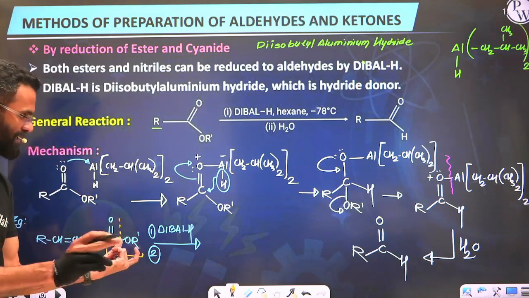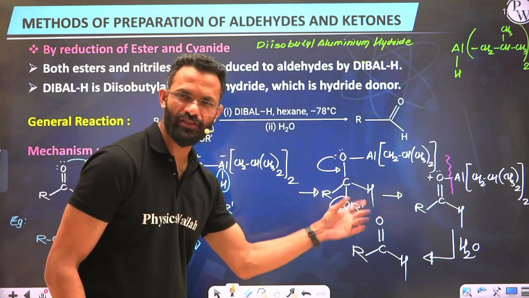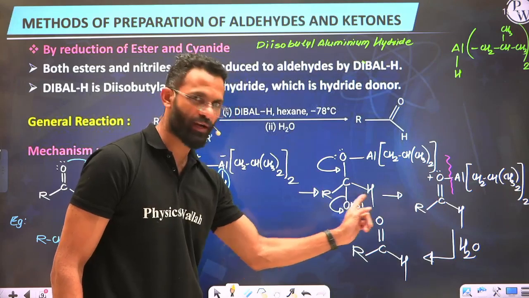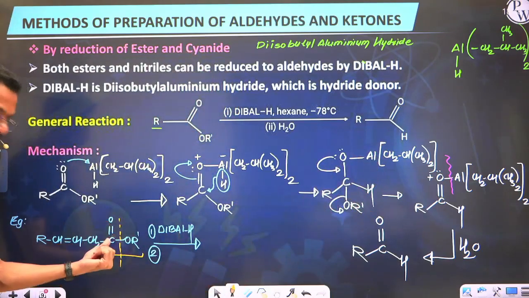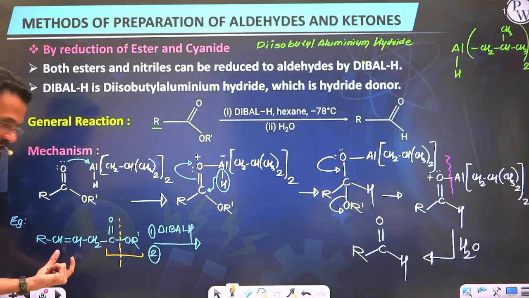This part will be lost as a leaving group, OR dash, which in water probably might convert into alcohol, R dash OH, by accepting H plus. But this part is going to form C double bond OH. No change at the double bond will take place.